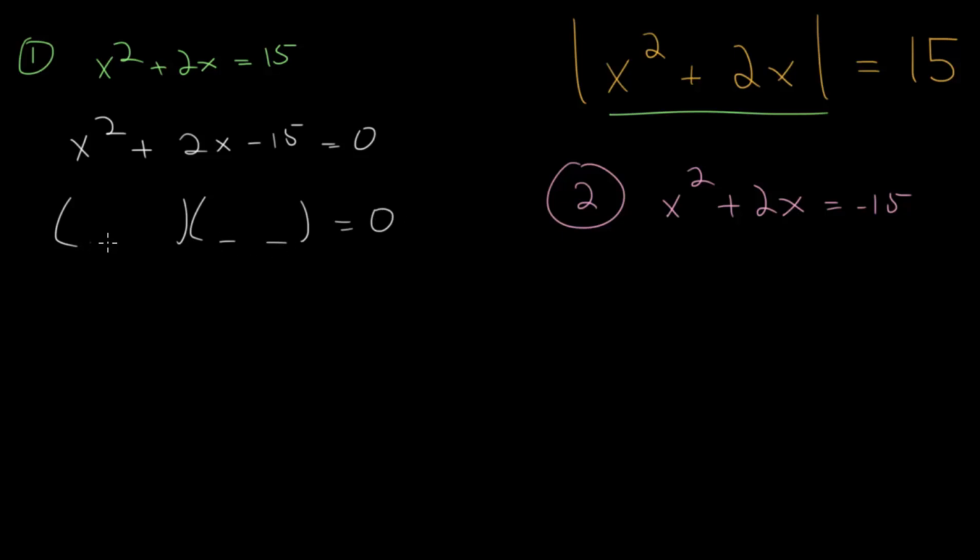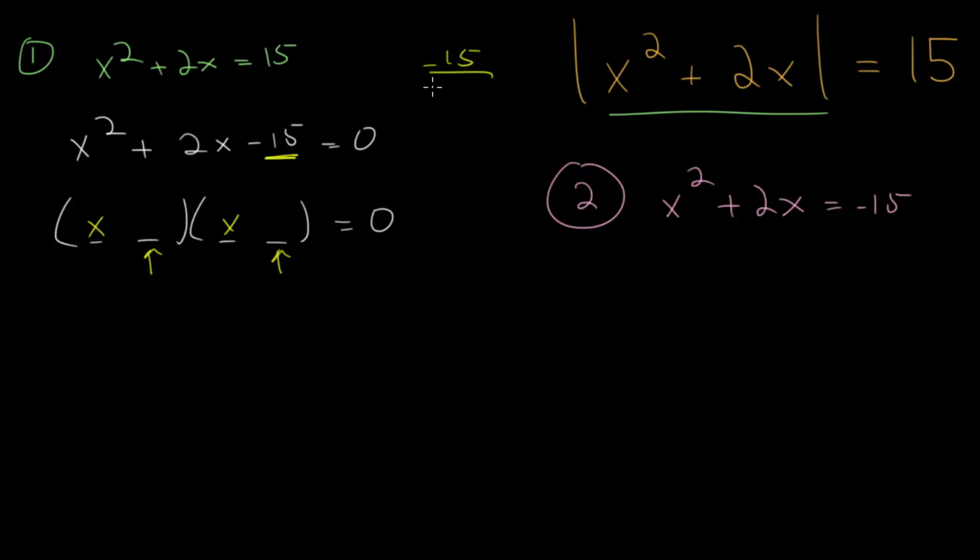So each of these will have two terms. We know the first terms in each of these will be x, since x times x is x squared. And we know these constant terms, these numbers, multiply together to give us -15. So we need to think which numbers multiply to -15, and then these numbers will also add to +2.